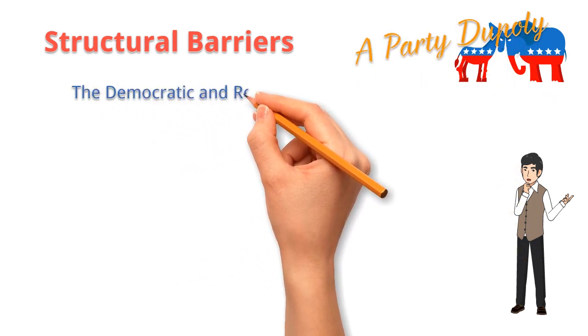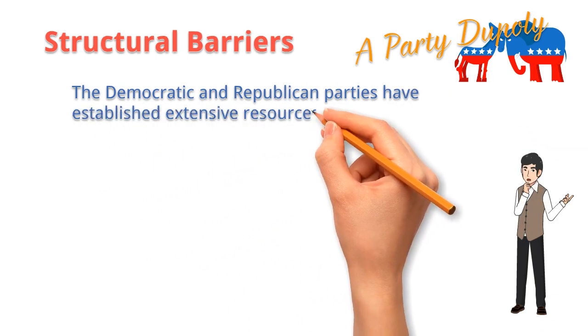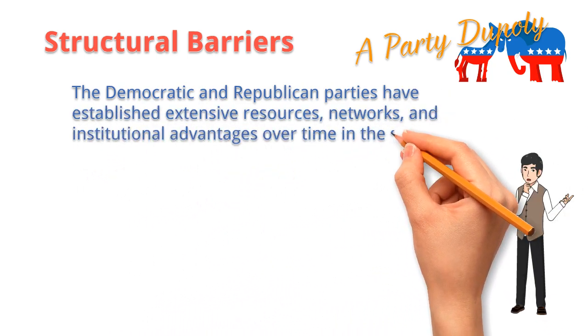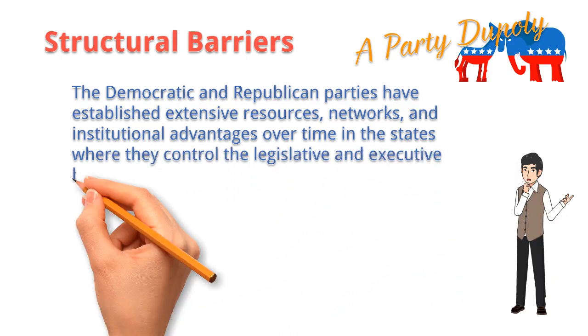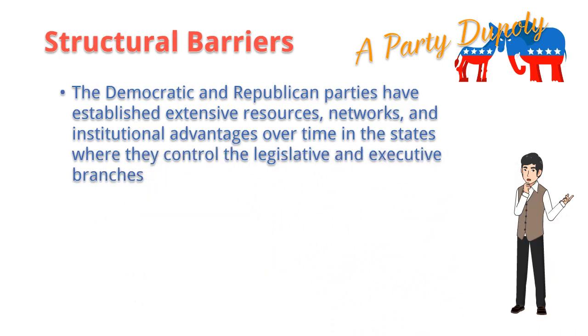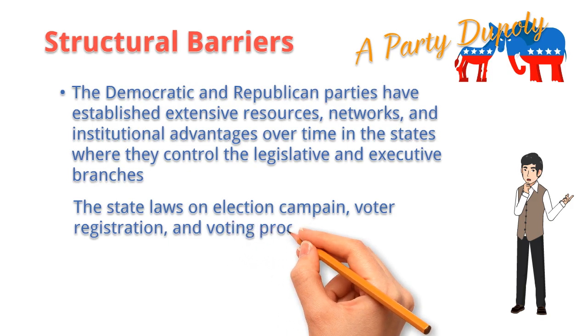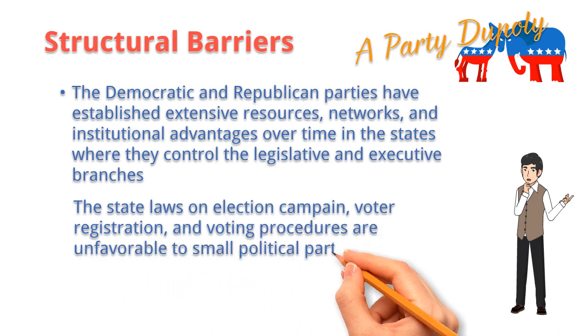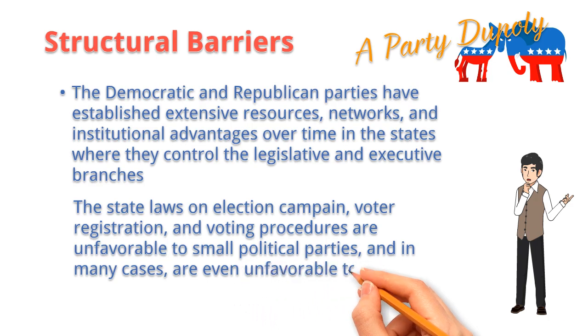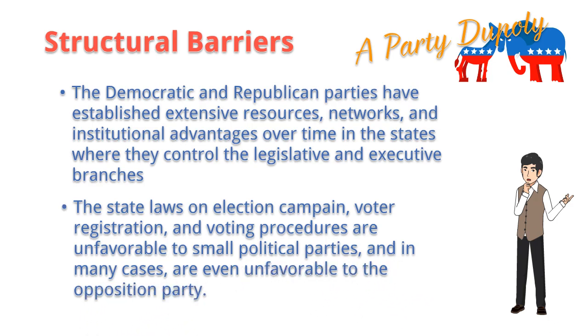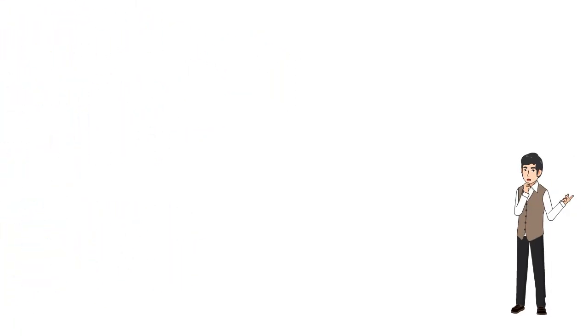Structural barriers. The existing party duopoly creates significant structural barriers for new parties to enter the political arena. The Democratic and Republican parties have established extensive resources, networks, and institutional advantages over time in the states where they control the legislative and executive branches. The state laws on election campaign, voter registration, and voting procedures are unfavorable to small political parties, and in many cases, are even unfavorable to the opposition party. The high costs and complexities associated with building a viable party organization and competing in elections make it challenging for new parties to gain traction.